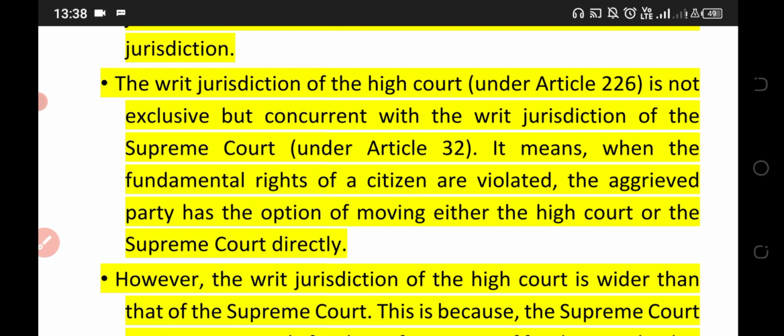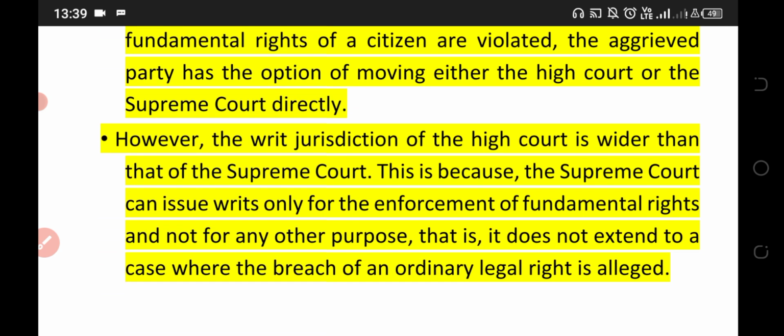Writ jurisdiction of the High Court under Article 226 is not exclusive but concurrent with the writ jurisdiction of the Supreme Court under Article 32. It means when the fundamental rights of the citizen are violated, the aggrieved party has the option of moving either the High Court or Supreme Court directly. However, the writ jurisdiction of the High Court is wider than that of the Supreme Court. This is because the Supreme Court can issue writs only for the enforcement of the fundamental rights, not for any other purposes. That is, it does not extend to a case where the breach of an ordinary legal right is alleged.